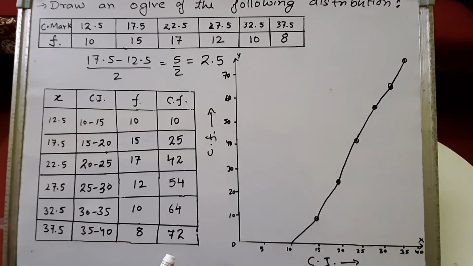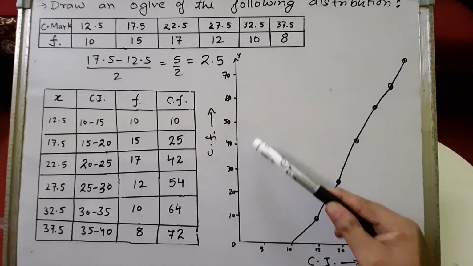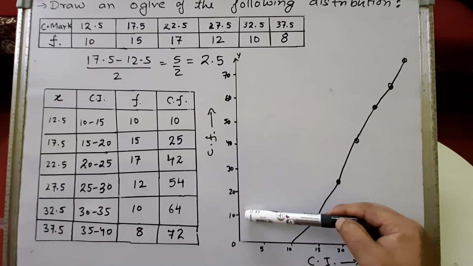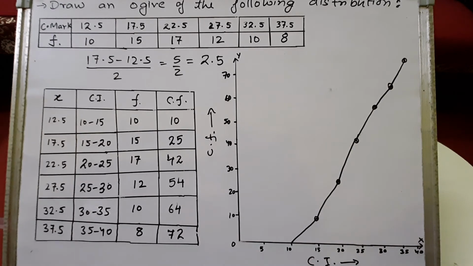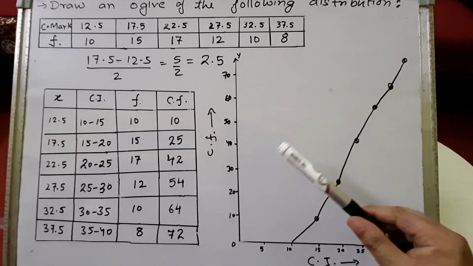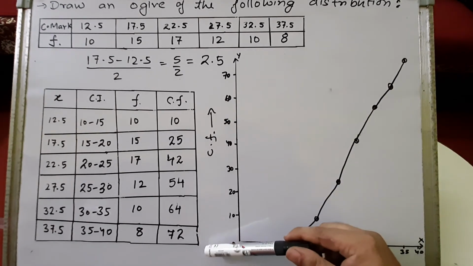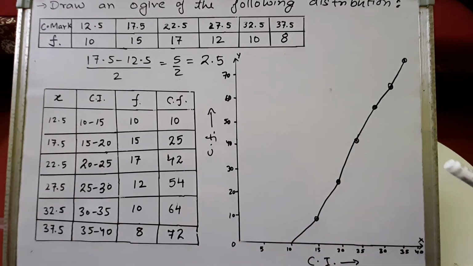Now we have to construct the graphical representation of the ogive. I have taken the class interval along the x-axis. You can see 5, 10, 15, 20, 25, 30, 35 and 40. And the cumulative frequencies along the y-axis: 5, 10, 20, 30, 40 up to 70, because the maximum cumulative frequency we have is 72. So keep in mind, when you draw the cumulative frequency along the y-axis, you have to plot up to the maximum frequency.